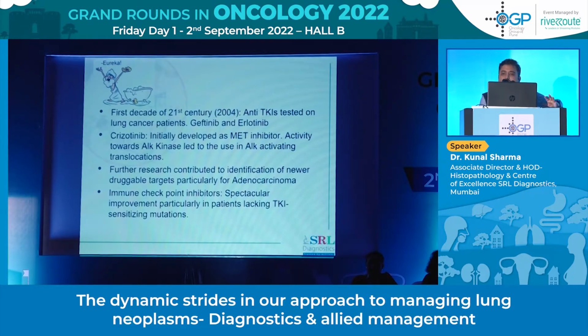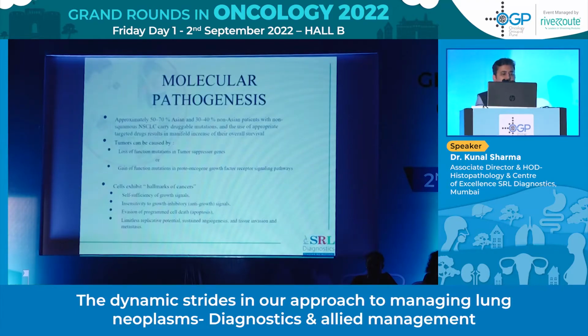The first tyrosine kinase inhibitors in lung cancer were used in the first decade of the 21st century. These were gefitinib and erlotinib. History is not just interesting to know, it also tells us how we've progressed from those times to current. It will be interesting for you to know that crizotinib was initially developed as a MET inhibitor, and activity later towards ALK kinase inhibition led to its use in ALK activating translocations. We all know what role EGFR has played for adenocarcinomas and how immune checkpoint inhibitors stand out for those, especially the squamous cell carcinoma subtypes.